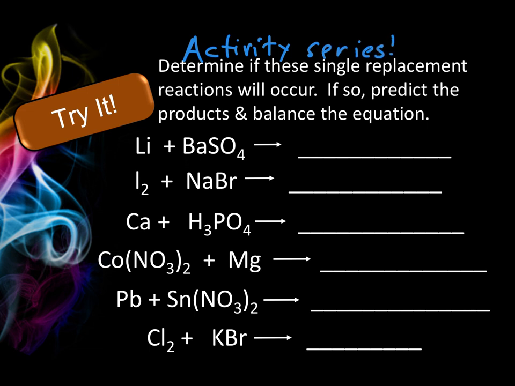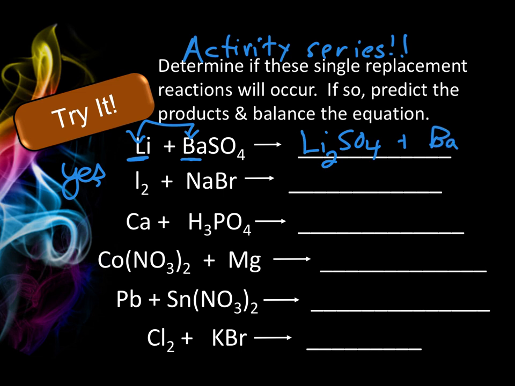All right, look at the activity series in order to do this. So you have to figure out, one, is lithium higher than barium? Well, the answer is yes, it is. So that means lithium's going to go here, barium's going to go here. So I'm going to write LiSO4. Cannot forget that Li has a +1 charge. And then I would have barium. That guy is not balanced. I need to add the 2 right here.